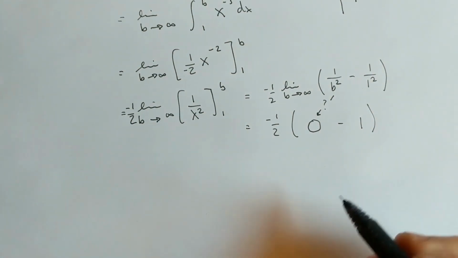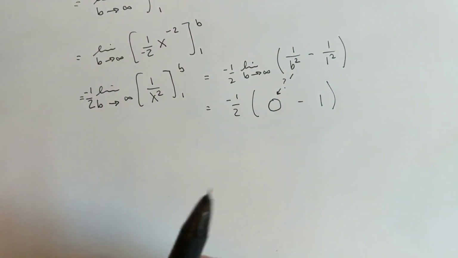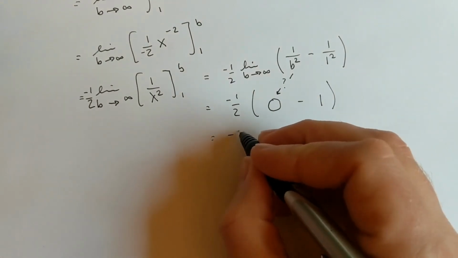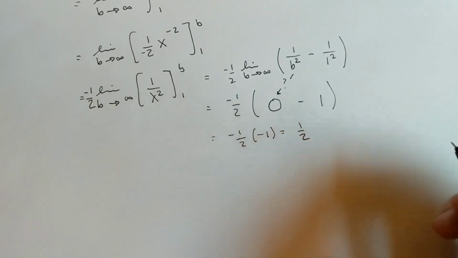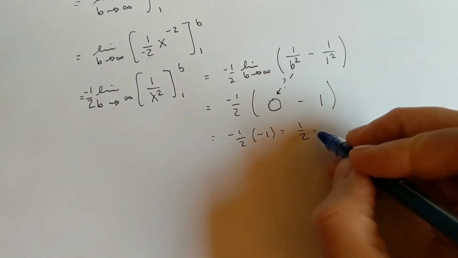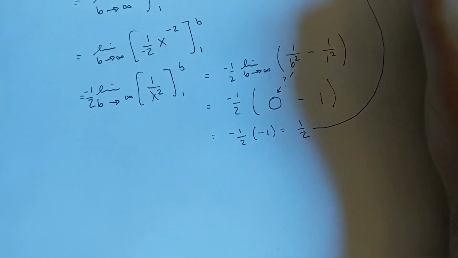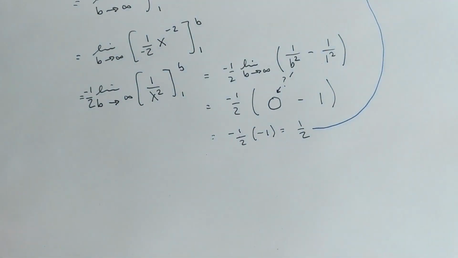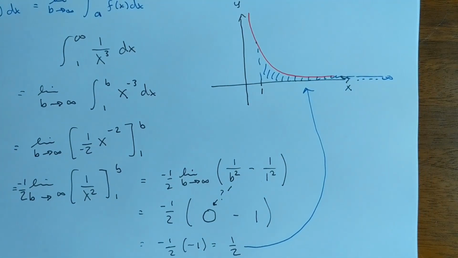Okay, so anyway, we get down to something very simple in the end. It's just 0 minus 1 times negative 1/2. So this is negative 1/2 times negative 1, which is positive 1/2. And so what does that mean? It means that the area trapped under the curve here between 1 and, we're considering this going all the way out to infinity, is only 1/2. So this area, even though it's infinitely wide, is finite.